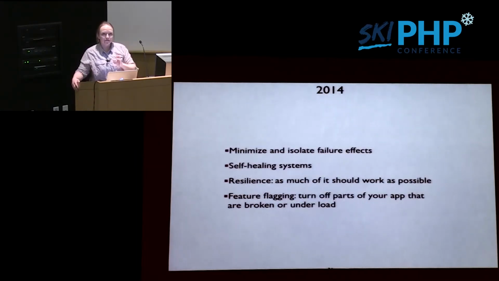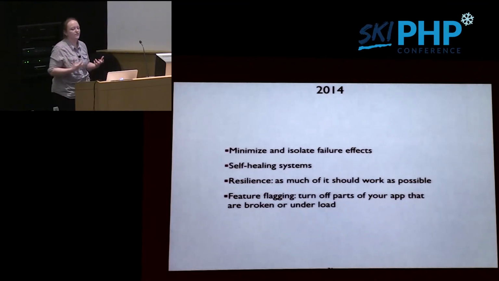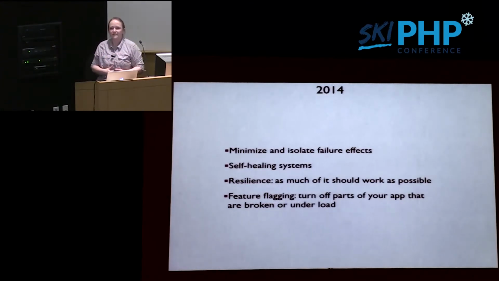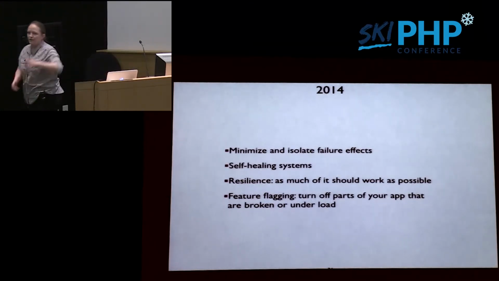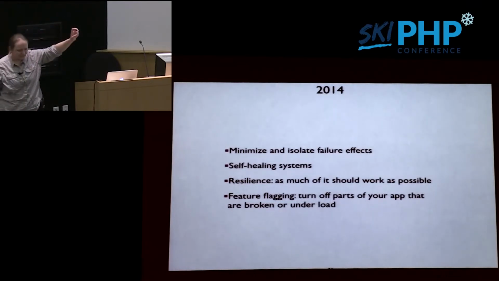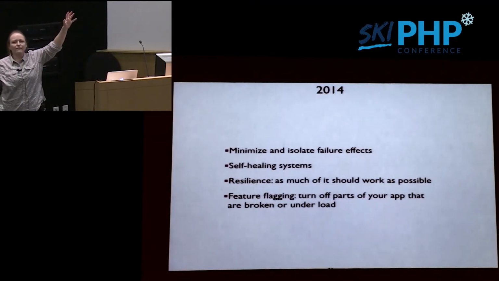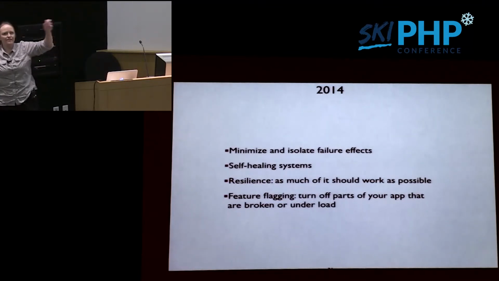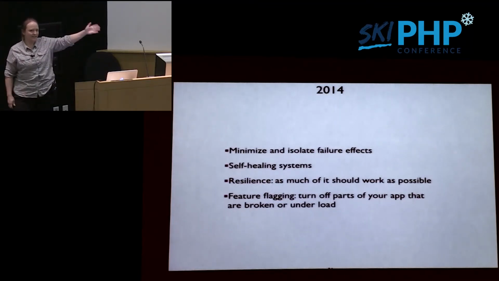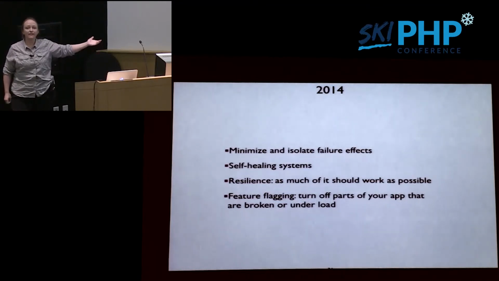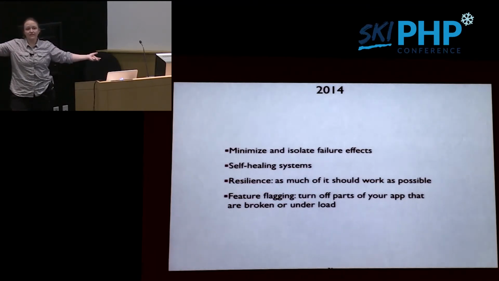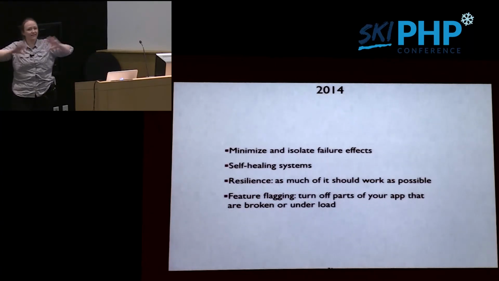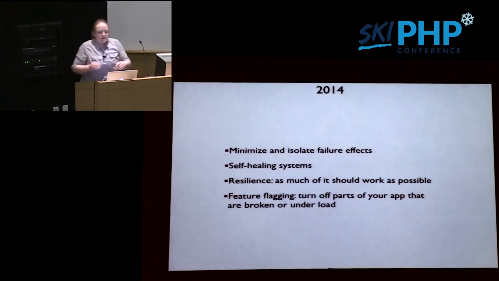Okay, 2014. So the development of this in terms of scalable, resilient architectures is you want to minimize and isolate your failure effects. The idea you want is a self-healing system. So if component A of your system fails, let's say you have your PHP app running in 2 different Amazon clusters, and let's say that one of the zones falls off the map, right? You want your app to keep running, and when those machines come back, you want it to keep running, and you don't have to do anything. So everything should work as much as possible. And the other thing that's made its way into our architectures now is feature flagging.